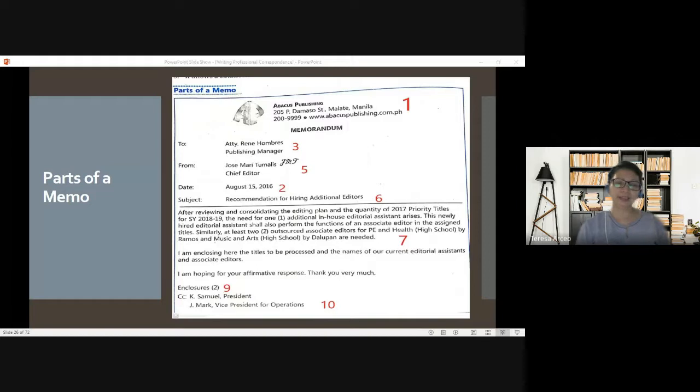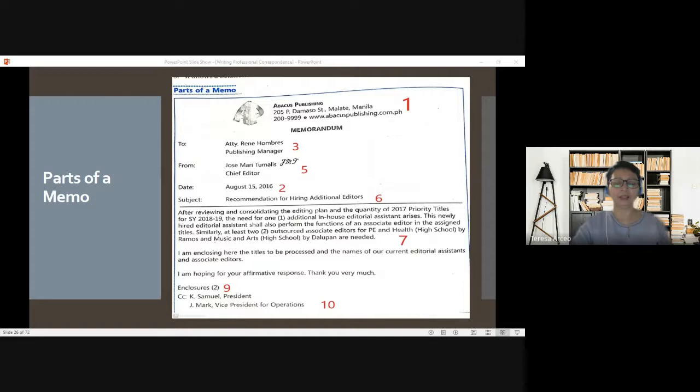The attention line, which is not in the photo, can be optional. Again, the attention line is used when the writer wishes to address the whole company but wants to bring it to the attention of a particular person in the company. The attention line can be written in two ways. It can be with or without the colon after the word attention.